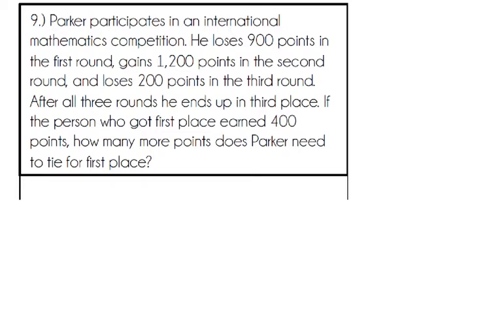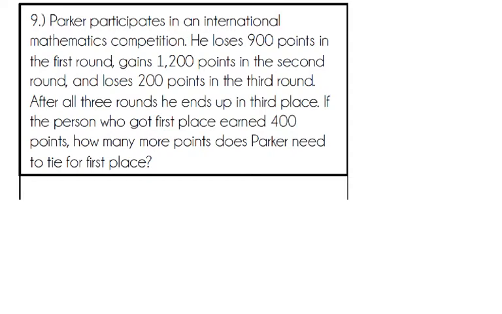Here we have Parker participates in an international mathematics competition. He loses 900 points in the first round. He gains 1,200 points in the second round and loses 200 points in the third round. After all 3 rounds, he ends up in third place. If a person who got first place earned 400 points, how many more points does Parker need to tie for first place? Well, let's use a number line to figure out where Parker ends up here, okay?